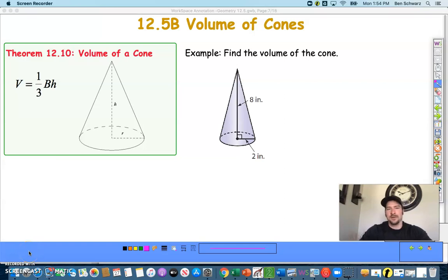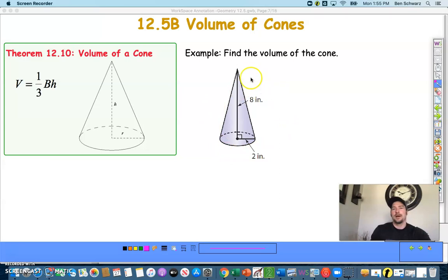All right, today we're going to learn about volumes of cones, so 12.5b. Nice thing about cones, they have the same formula as the volume of a pyramid. The only difference, obviously, is that when you're calculating the base, you're going to be using pi r squared because our base is a circle. But it's still 1/3 area of the base times the height.